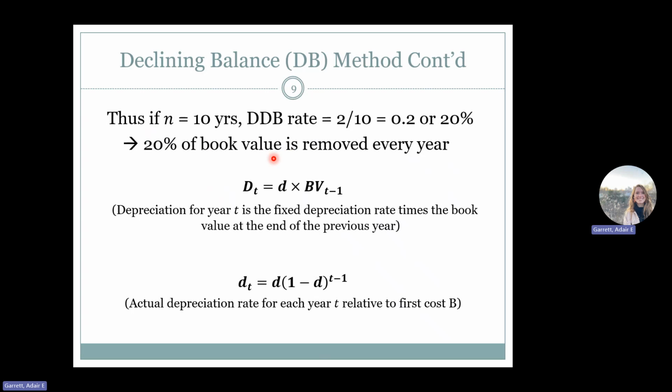So now let's look at our depreciation charges. We can still get this by multiplying D, this fixed depreciation rate, times the book value at the end of the previous year. We can also find the actual depreciation rate for each year T relative to the first cost B. So T just means where we are along that timeline between 0 and n. And so we can find the actual depreciation rate each year using our fixed depreciation rate and our number of years.